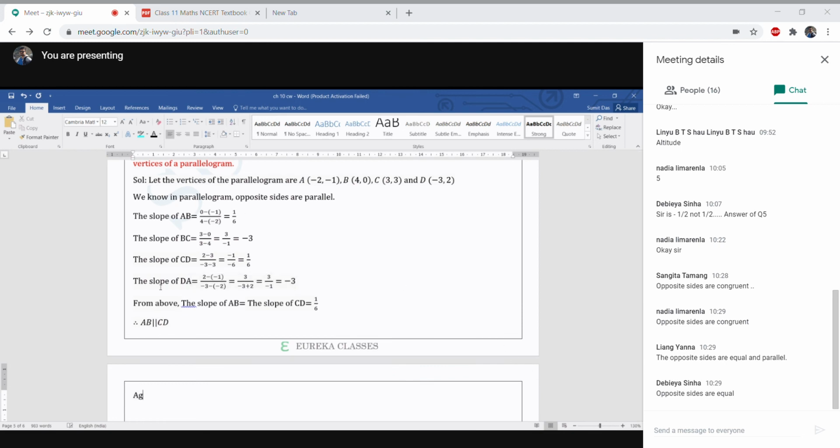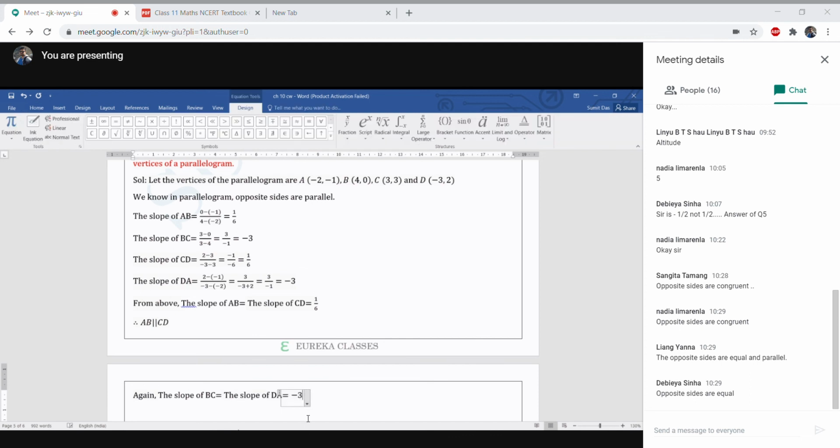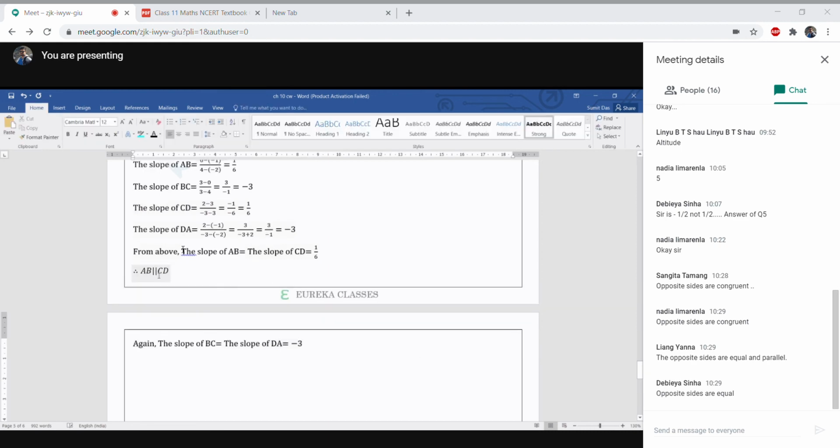Again, slope of BC is equal to slope of DA, which is equal to minus 3. Therefore, AD is parallel to BC. So mark this one 1, mark this one 2.